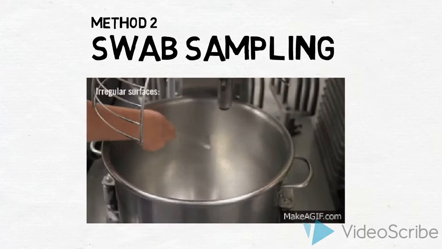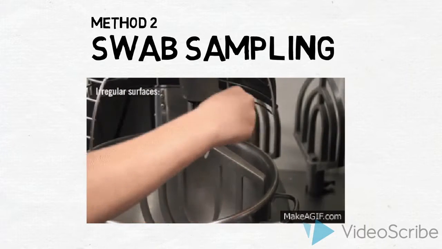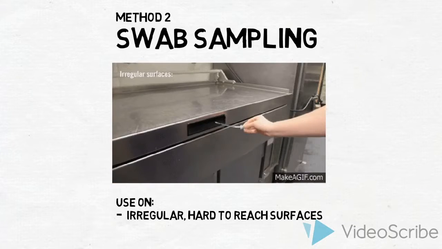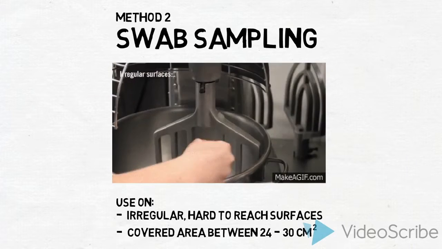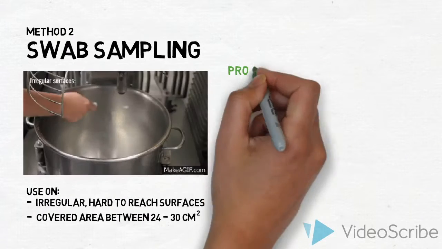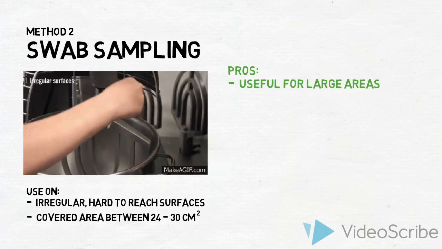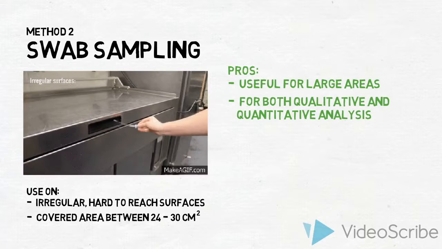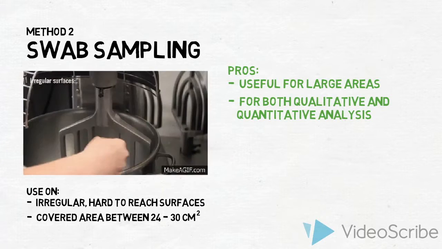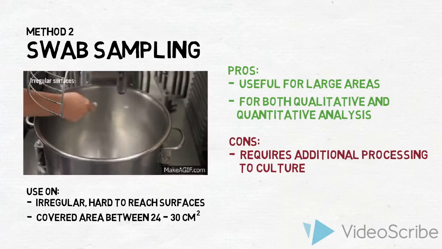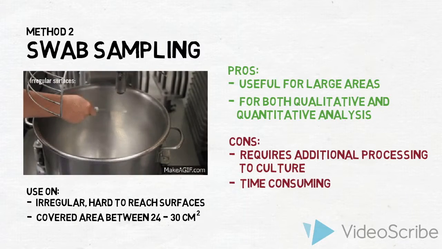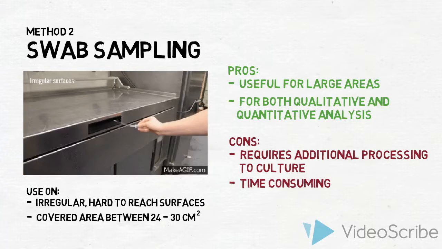It is usually used on irregular or hard-to-reach surfaces such as tubing, switches, corners, or equipment internals, and the area covered should be at least 24 cm squared but no larger than 30 cm squared. It is useful for sampling large areas and can be used for qualitative or quantitative analysis. However, it requires additional processing with membrane filtration or direct plating method, and is also more time-consuming than contact plates as the area sampled has to be swabbed in multiple directions.